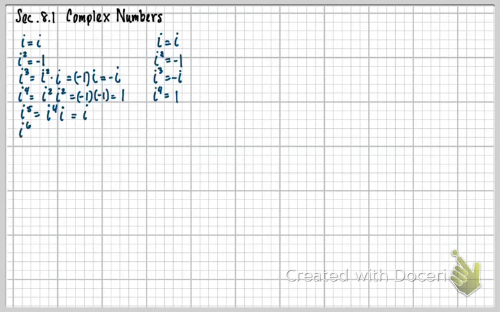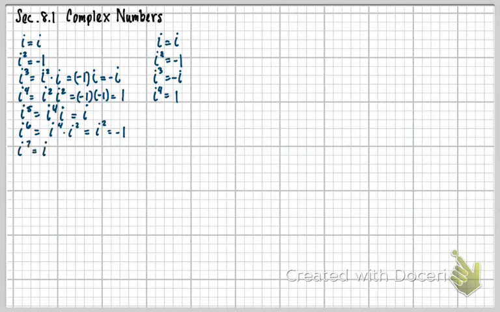Okay, now i to the sixth. This is really i to the fifth times i, I could look at it that way. Or I can look at it as i to the fourth times i squared. And the reason why I'm picking i to the fourth is i to the fourth actually equals 1. That makes it easy to say, hey, I'm multiplying 1 times this i squared. So that's really just going to be i squared then, isn't it? Which is really -1.